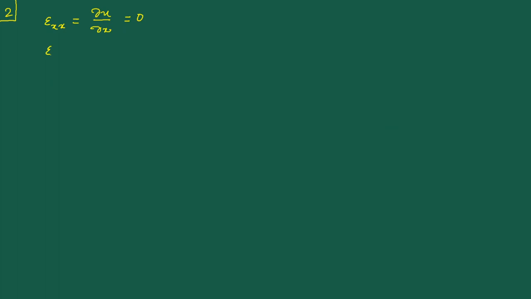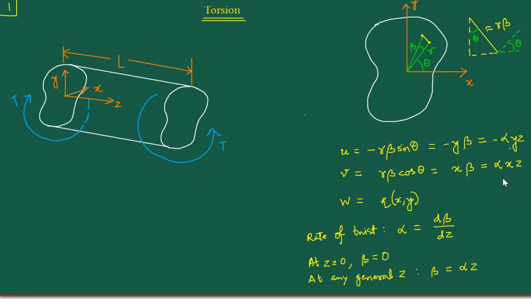Epsilon yy is equal to del v del y. Let's check. V here, alpha is a constant, x and z are independent of y. So del v del y is equal to 0.